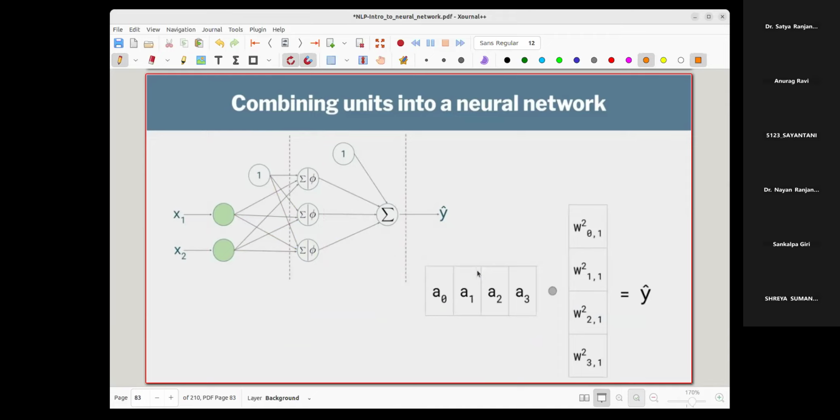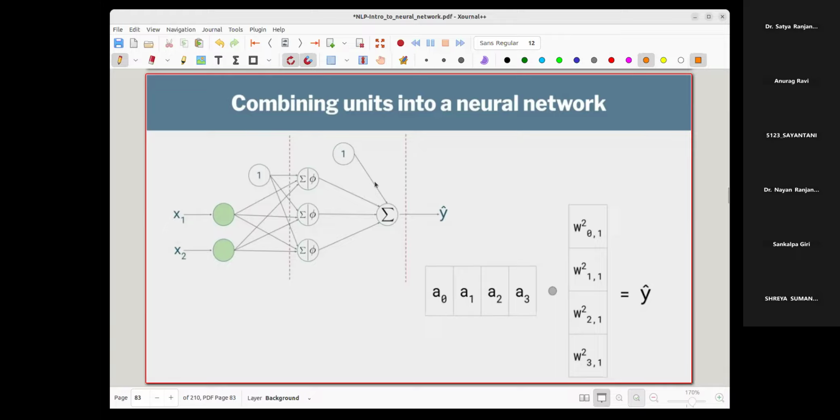Now come to this second part. So first part is over. We got A1, A2, A3. What is A0? A0 is the bias. That is 1. Already 1 is there because always bias is 1. So now what we are going to do? This one is going to be multiplied with these 4 weights. What are these 4 weights?